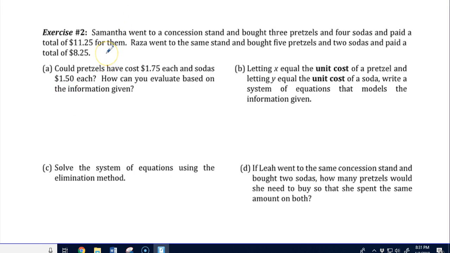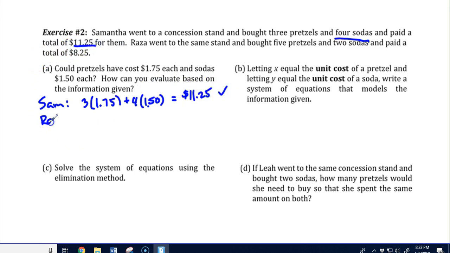Okay, hopefully you paused. You really must do this in order to see what you know, right? You got to get as far as you can on your own. So could the pretzels have cost $1.75 and sodas $1.50? Well, let's see what it looked like for Samantha. So I'll call her Sam. She got 3 pretzels at $1.75, plus she had 4 sodas at $1.50 each. Crank some numbers here, and it works out to be $11.25. Check. All right, that's what we expected it to be.